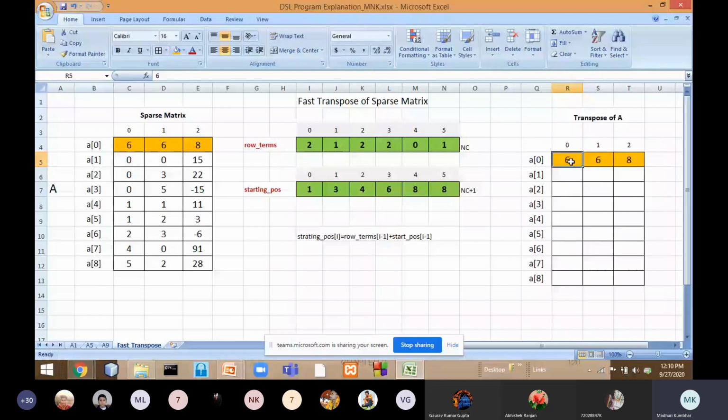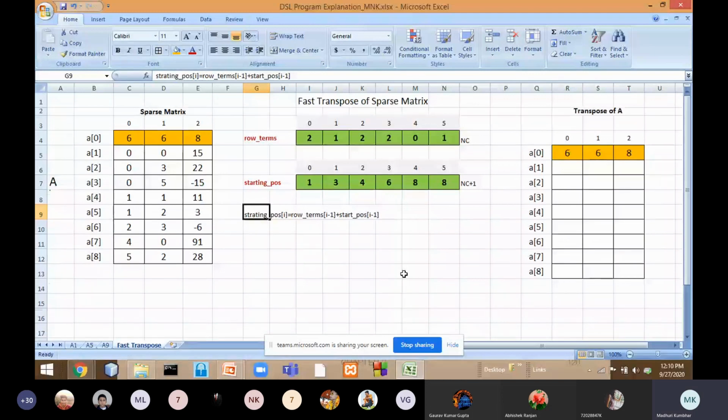Now see, does anyone have a doubt in this? Any doubt, students? No, ma'am. Now we'll start the transpose. Now see, what is your original matrix? This. We'll start from the first element. What is the first element? Tell me.